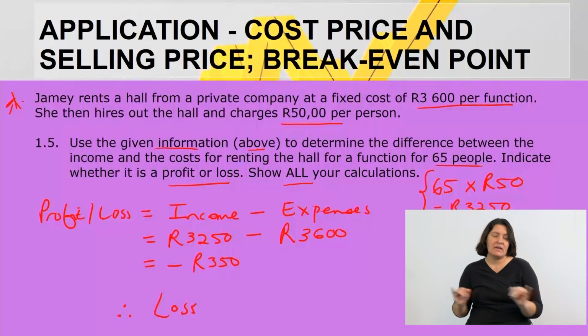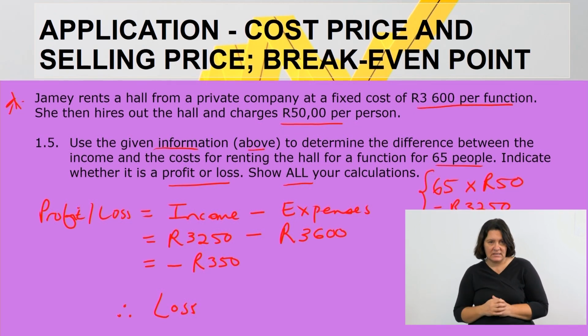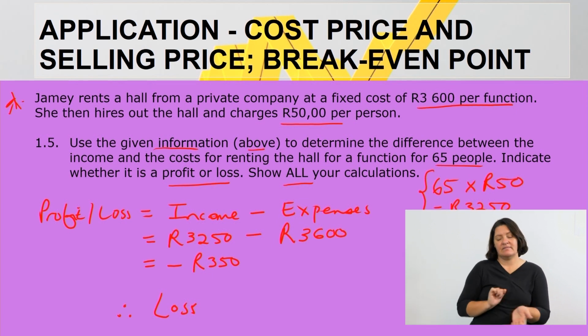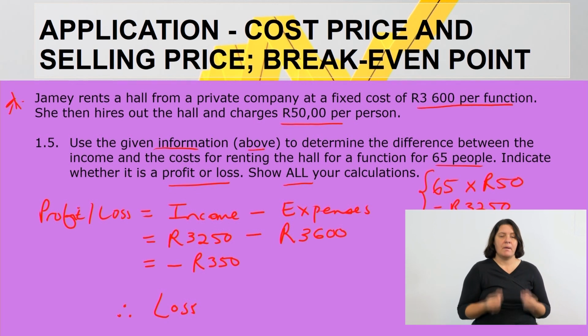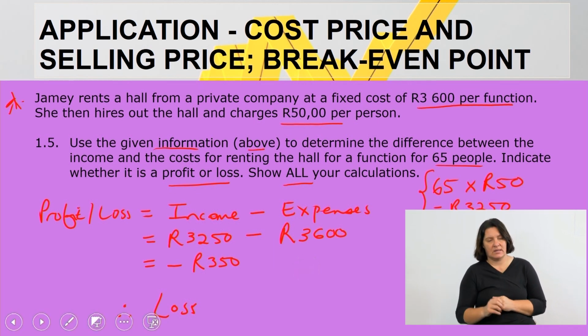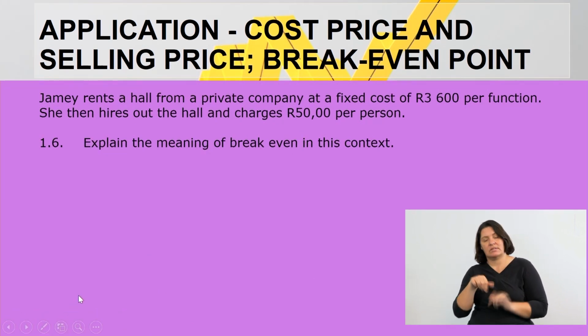Okay, let me quickly run through this again. Profit equals income minus expenses. We are inviting 65 people. I took the 65, multiplied by 50 rand per ticket. That gives me an income of 3,250. Substitute into the formula, minus my fixed expense of 3,600 gives me a negative answer of 350, which equates to a loss. And then we are looking at question 1.6 now.